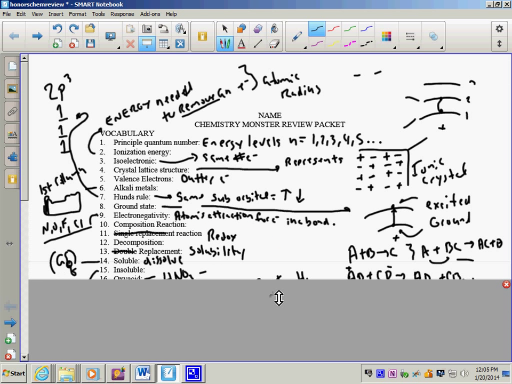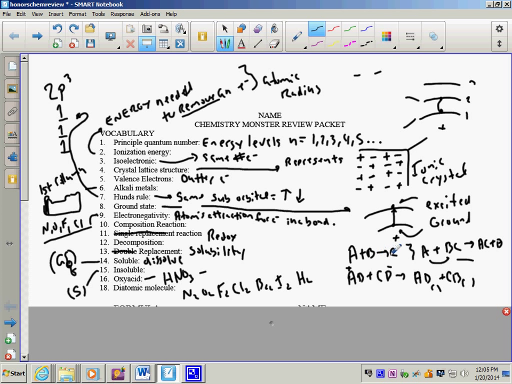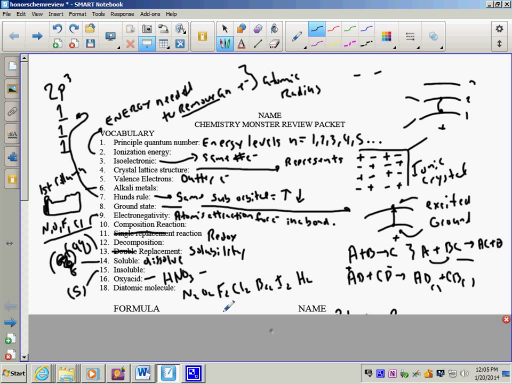Composition reactions, we put these all together for composition. This is a redox reaction example, metals exchange with metals, non-metals exchange with non-metals, and solubility reactions. Decomposition is the reverse of a composition, it breaks apart. Soluble means dissolve, AQ. Insoluble does not dissolve, solid. Oxyacid is one type of our acids. Diatomic molecules, there are a total of 7 of them that we deal with commonly, and there they are in their natural state.